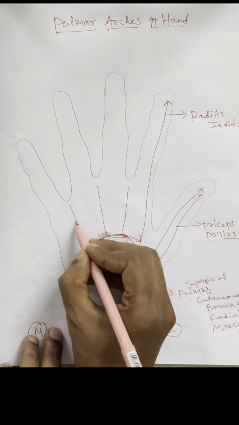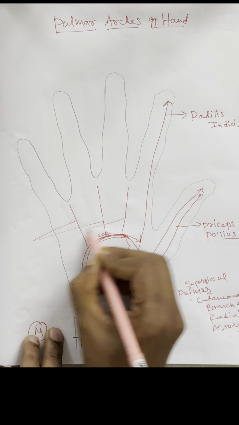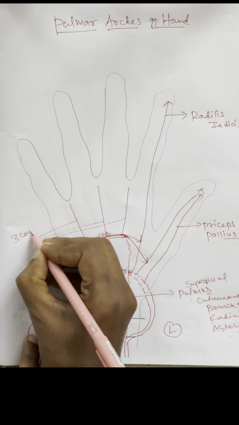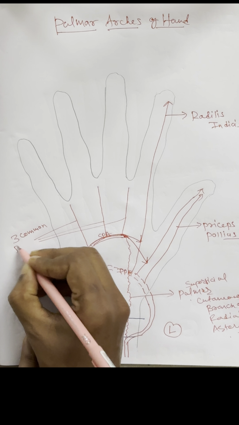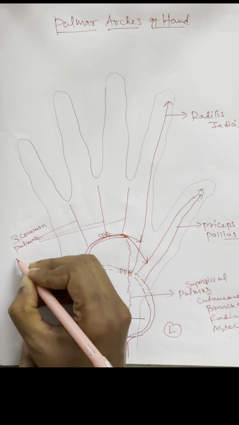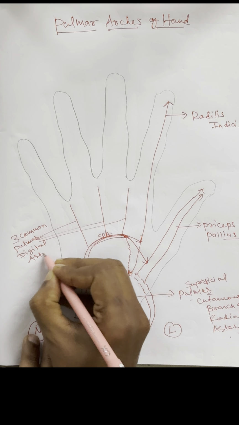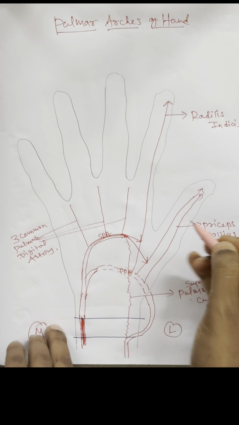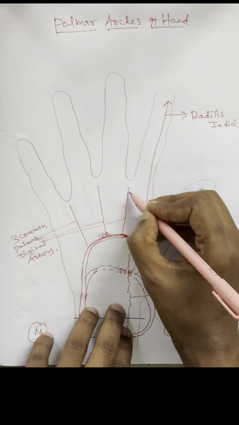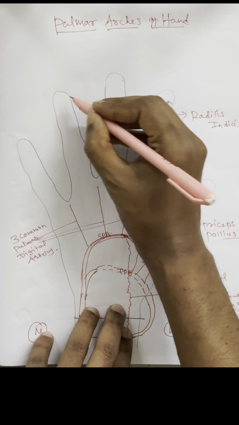Can you name these three arteries as the three common palmar digital arteries, which are branches of the superficial palmar arch? Now again, if this is a common one, finally we have to reach here, right?